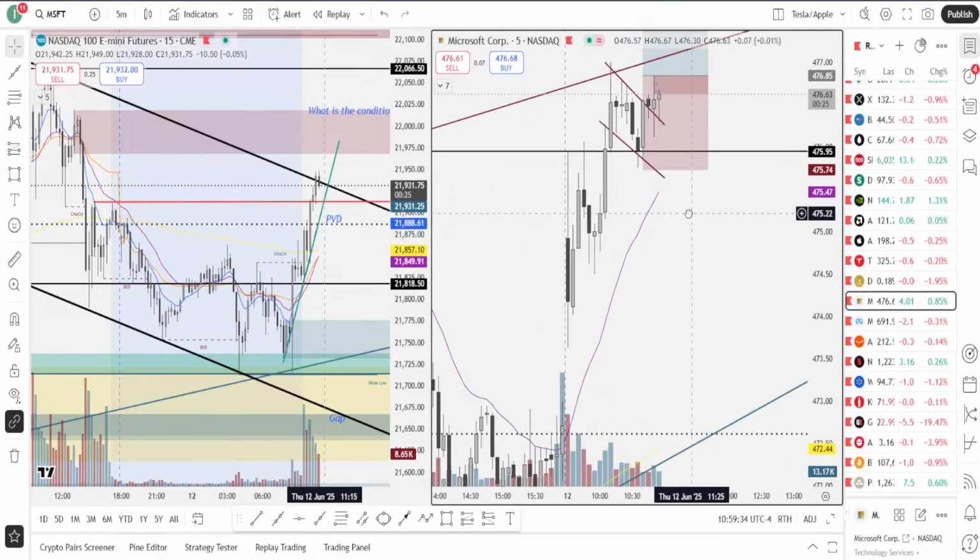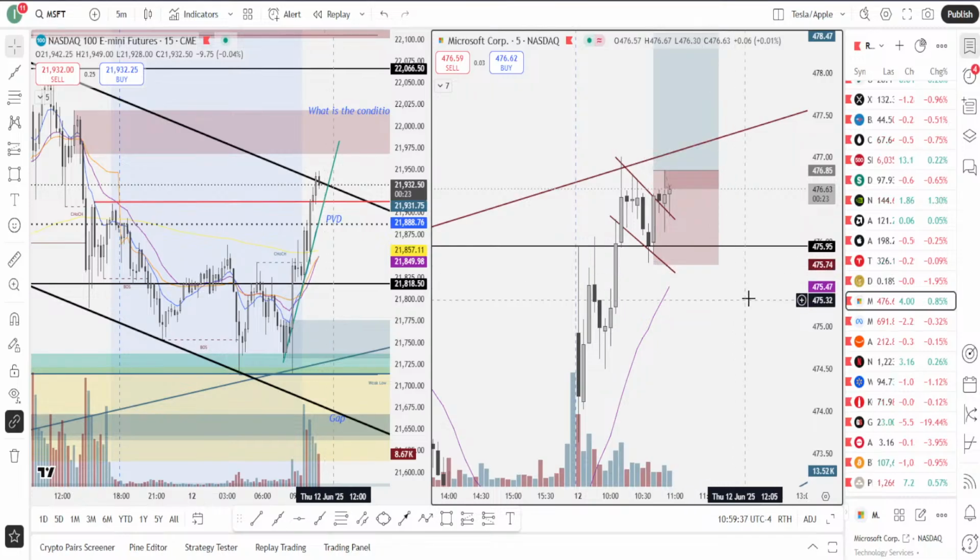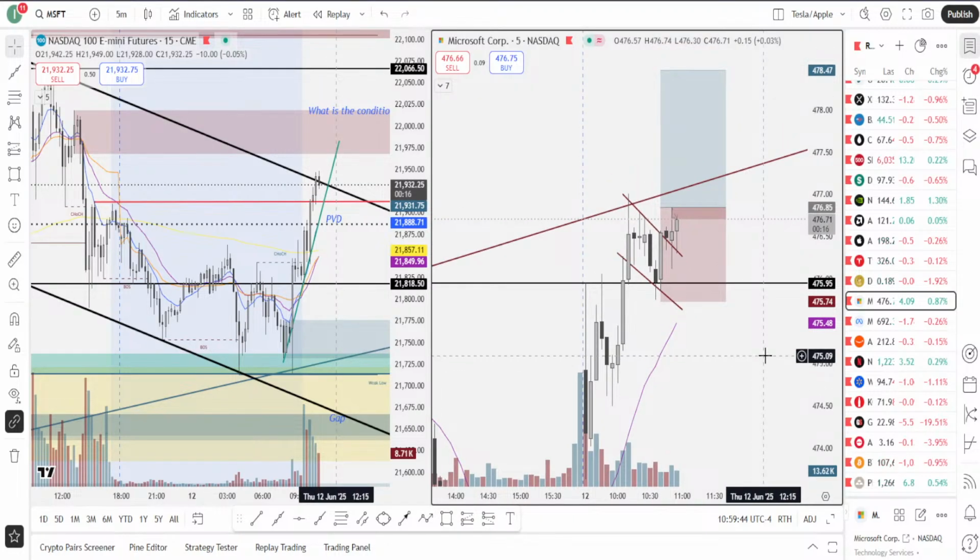All right, we got a bull flag, strong. There's a lot of momentum. Yes, sir. She's pushing.